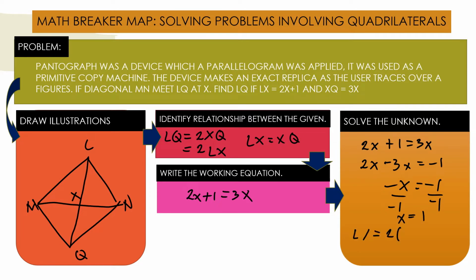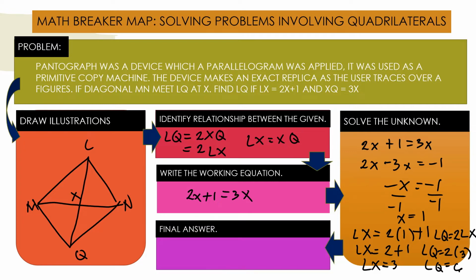Let us solve first for LX. I will substitute 1 to our quantity 2x plus 1. So that will now become 2 plus 1, LX is equal to 3. Now, to solve for LQ, LQ is equal to twice of LX. LQ is equal to 2 times 3. LQ is equal to 6. Therefore, our final answer is LQ is equal to 6 units.